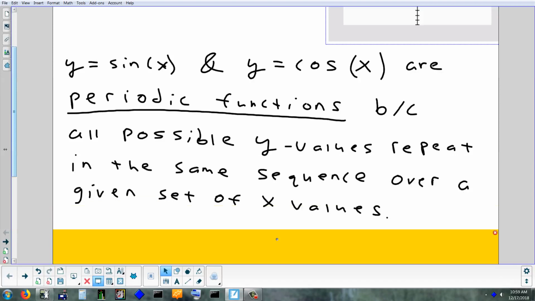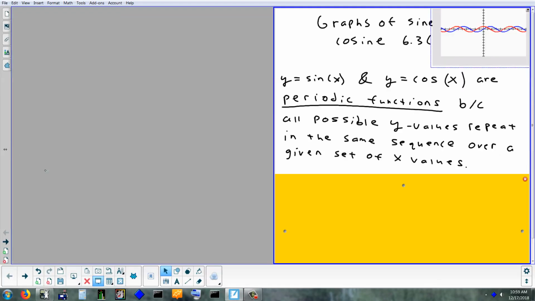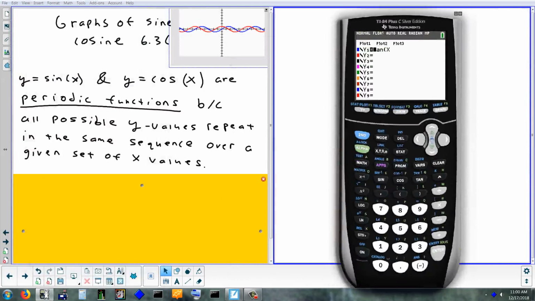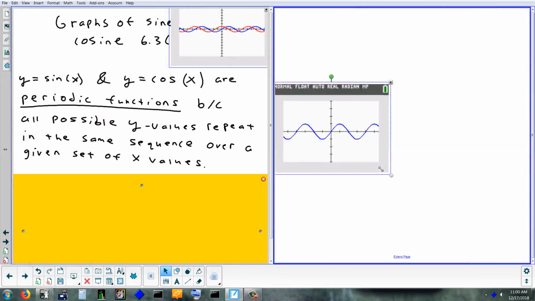Okay, so I'm going to explain what I mean by that last part, over a given set of x values. All right, so let's take the graph, let's put sine back. If you go to Zoom 7, that's a good one for when you graph trig stuff. Zoom 6, we use that a lot, but Zoom 7 is better for trig, and it's called trig. All right, so let's look at that.